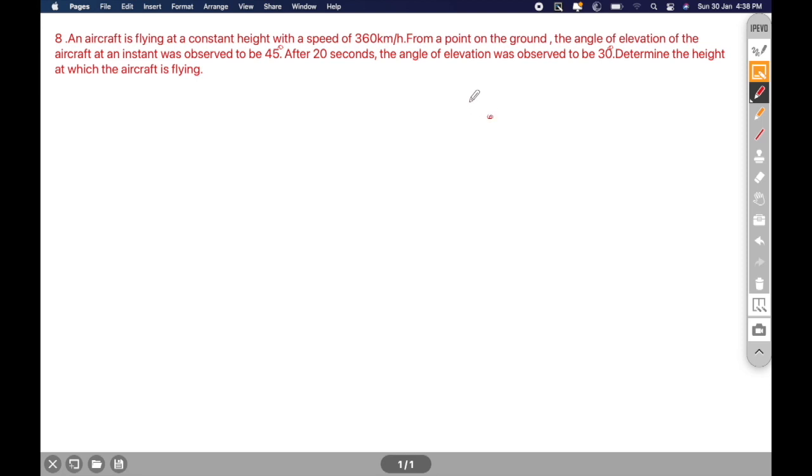Suppose A is the position of the aircraft and it is flying at a speed of 360 km per hour. From a point on the ground, the angle of elevation of the aircraft at an instant was observed to be 45 degrees. So we need the ground here, right? And from this point on the ground, we are looking up to the aircraft at an instant where the angle of elevation is 45 degree. So this point is O for the observer. After 20 seconds, the angle of elevation was observed to be 30 degree.